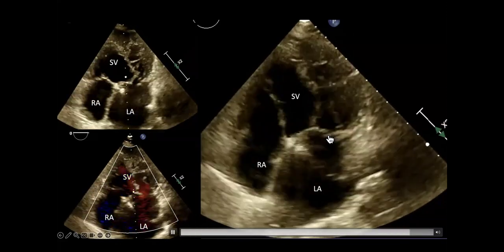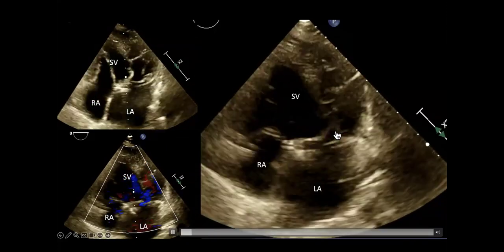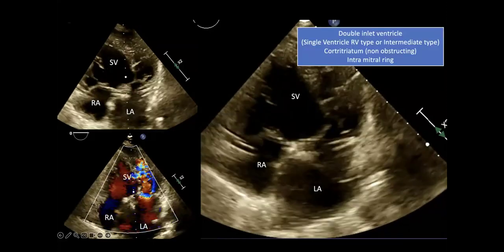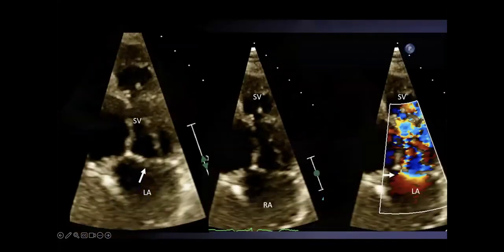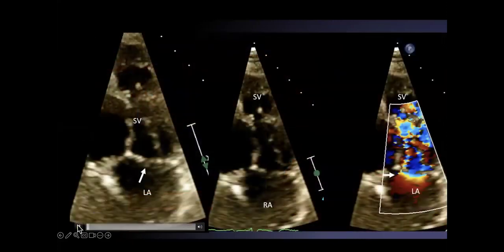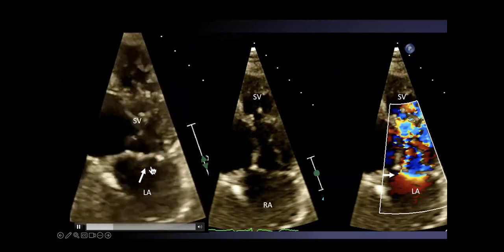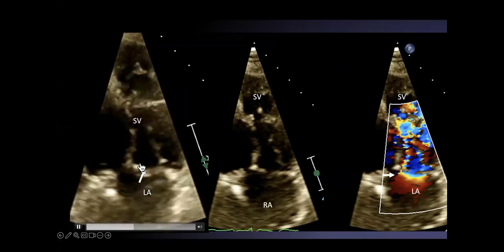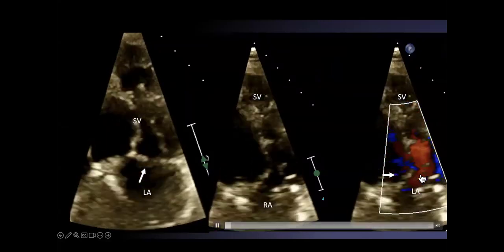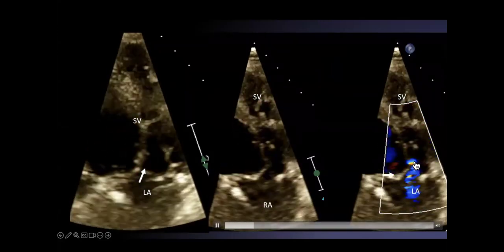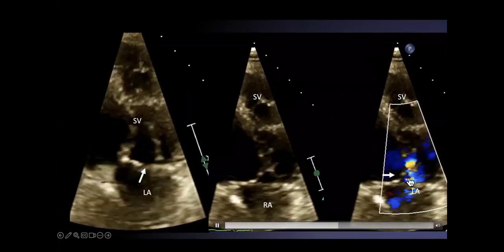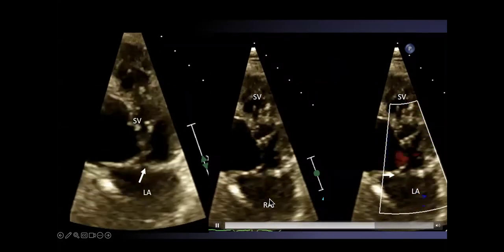Here you can see a very clear membrane which is holding both the mitral leaflets, and this is an intramitral ring. Zooming in further, you can see very clearly, right at the base of the mitral valve, this ring is attached, and this is an obstructive ring. The regurgitation is happening at the tip of the mitral valve, while the obstruction is happening at the level of the ring.